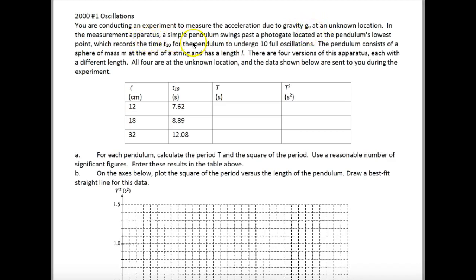In the measurement apparatus, a simple pendulum swings past a photo gate located at the pendulum's lowest point and records the time for the pendulum to undergo 10 full oscillations. So a pretty easy thing for it to do. The pendulum consists of a sphere of mass m at the end of a string that has length L. There are 4 versions of this apparatus, each with a different length. All 4 are at an unknown location, and the data shown below are sent to you during the experiment.